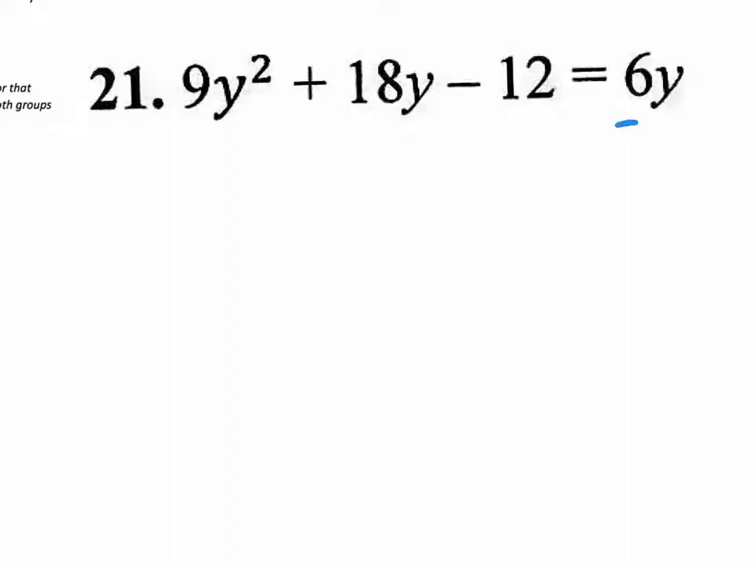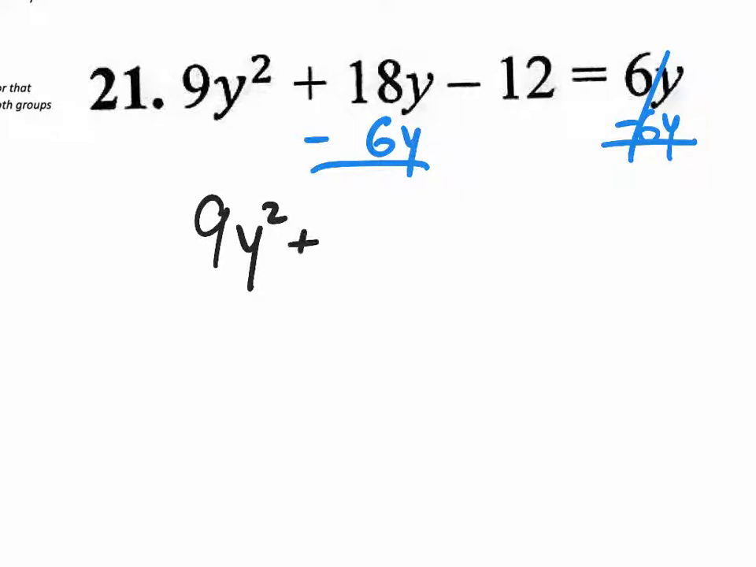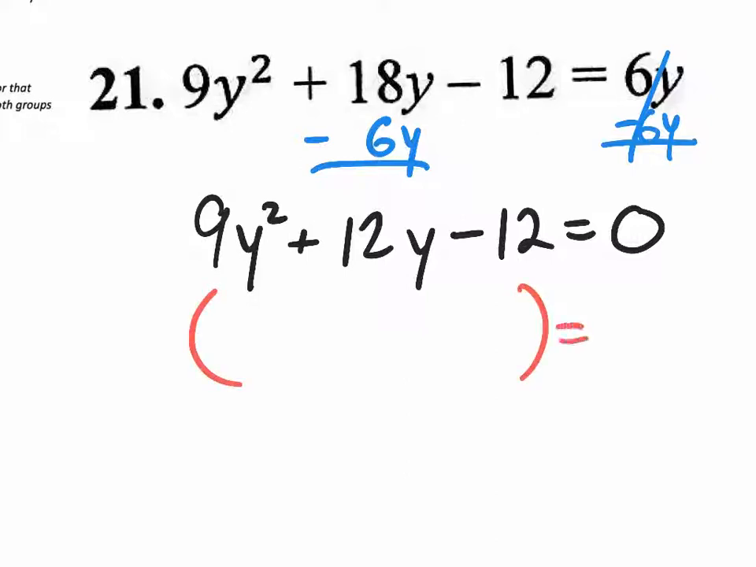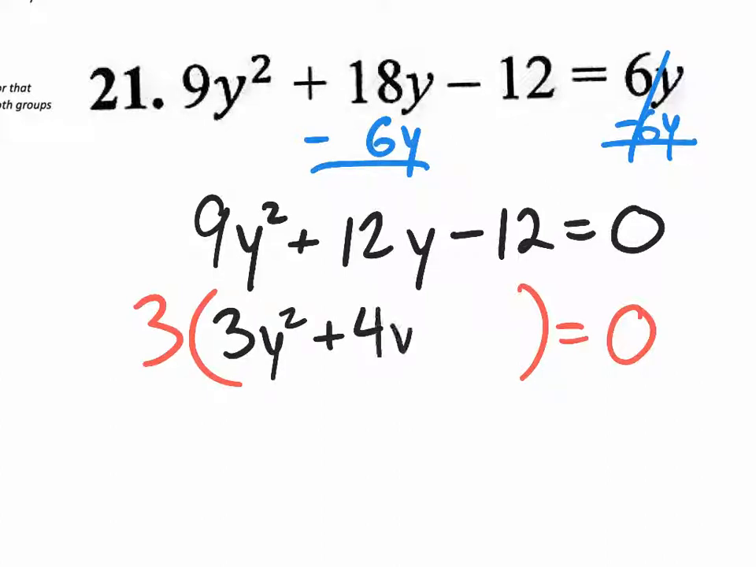So let's start by setting it equal to 0 by subtracting 6y, which we do to one side and do to the other side. And you could actually subtract the 6y from the positive 18y. So my new quadratic trinomial equation will be 9y to the second plus 12y minus 12 equals 0. And now we could think about factoring. The first type of factoring you should do is factoring out that GCF. What would that GCF be? 3. If I do pull out a 3, what's left over on the inside? 3y squared plus 4y minus 4.